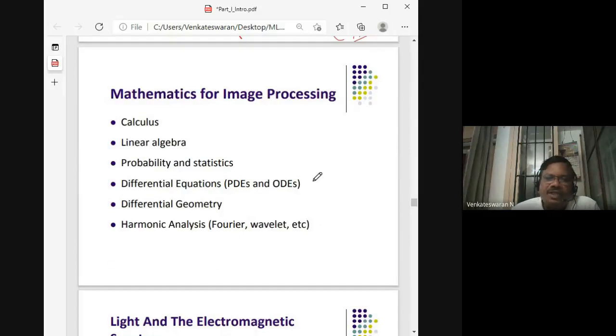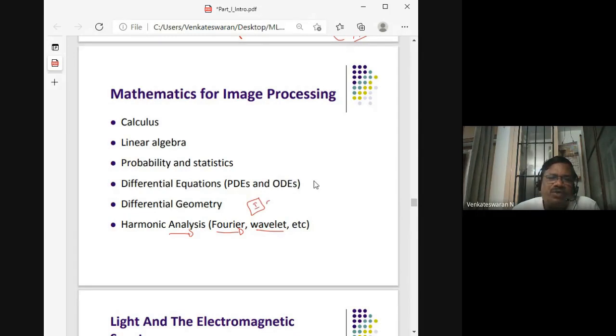Now, in order to study and probably come out good in image processing, you need certain strengths, skill sets. Some of the skill sets: you should be good at linear algebra, you should be good at calculus, you should be good at differential geometry, and of course, you should also be good at the spectral domain, harmonic analysis.